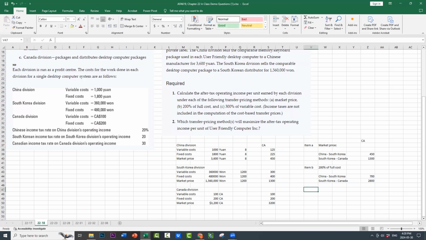All right, so now we're doing item C, and this is 300% of variable costs. And again, I'm going to just copy these two down. Okay, so if it is variable costs, here we've got the variable cost, we're going to multiply it by 3 or 300%. That is $375. We're going to take this variable cost, which varies with the level of purchases, right? And I'm going to take those two and multiply it by 3.